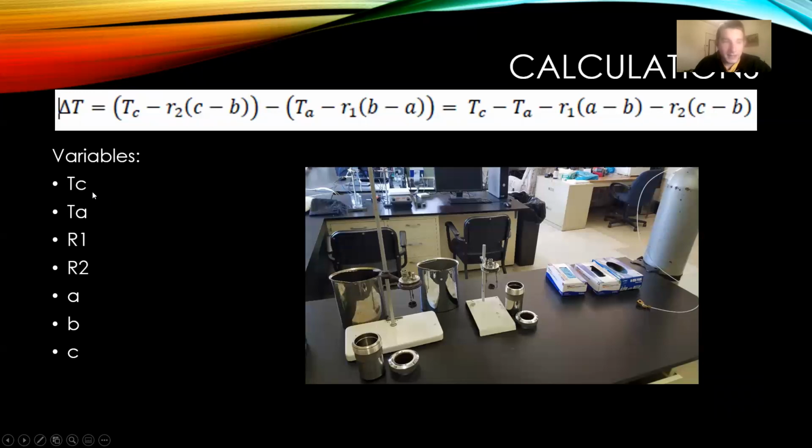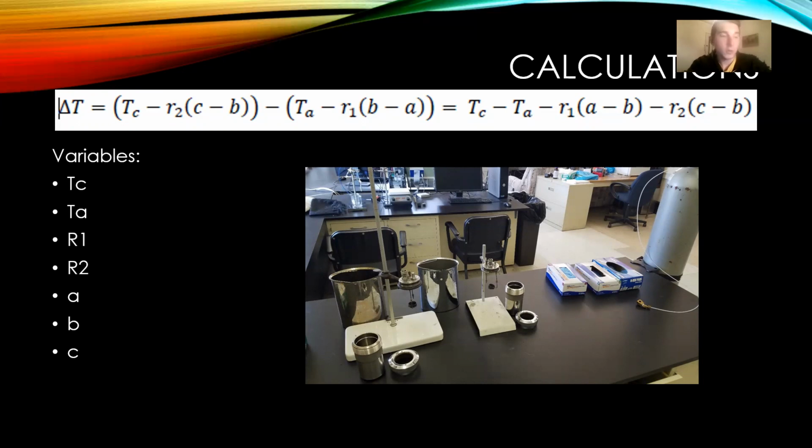TC is the time at which maximum temperature was reached, or you could say the temperature, right? And that was the flat part of the graph that we looked at on the previous slide. And TA is the temperature right before the detonation of the bomb. That was considerably lower.